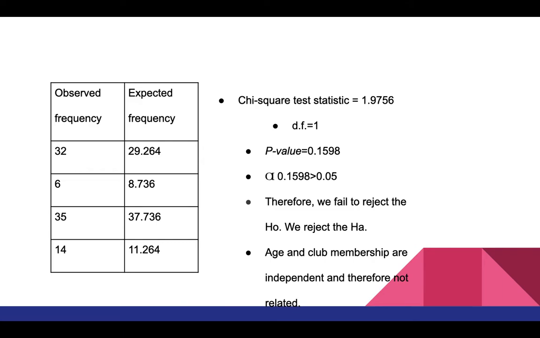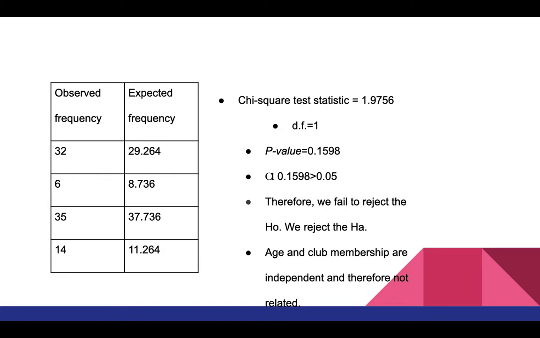And so once I got my observed and expected frequency tables, I was able to put that into the calculator, and I got my chi-square and my p-value. My chi-square was 1.9, and for my p-value, I got 0.15.